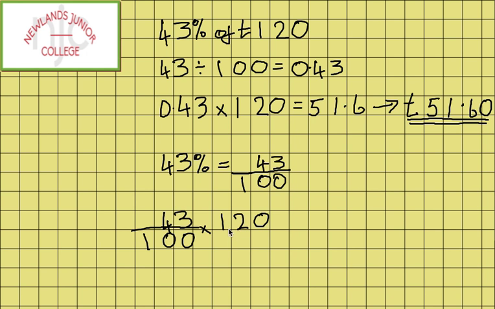In this case though, we're going to start with 120, remembering that on the bottom of a fraction you're dividing. So, you would have 120 divided by 100, and remember you multiply by the number on top of your fraction, so we're going to multiply by 43. Put that into your calculator, and once again, as with method 1, you get an answer of 51.6.